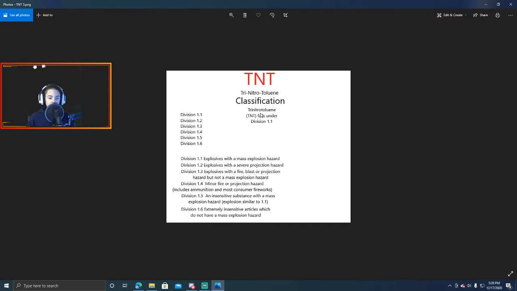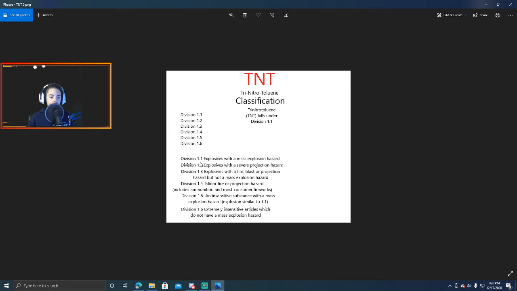classifications. TNT falls under the division 1.1. So there's 6 divisions. All of them have 1 point and then 1, 2, 3, 4, 5, 6. So division 1.1, explosives with a mass explosion hazard. So essentially it just means this explosion only goes boom. Doesn't send shrapnel or anything like a grenade would. It doesn't have like fire or anything.